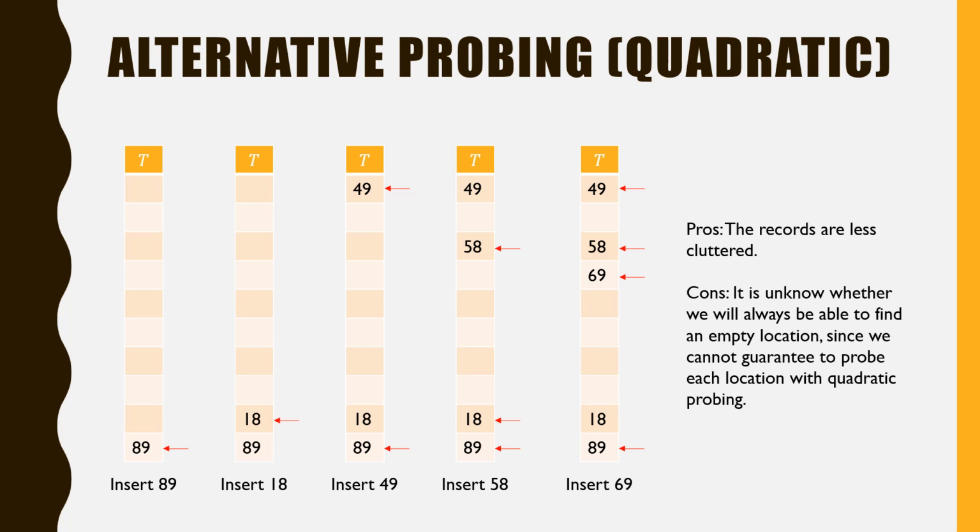To insert 58, the first attempt at T8 failed, the second attempt with a step size of 1 squared at T9 also failed, and the third attempt with a step size of 2 squared at T2 is successful. Similarly, for 69, the first attempt at T9 failed, the second attempt with a step size of 1 squared at T0 also failed, but the third attempt with a step size of 2 squared at T3 is successful.